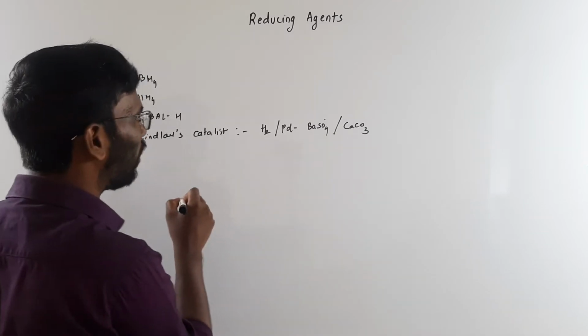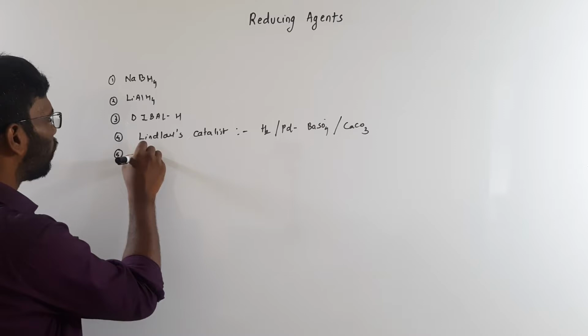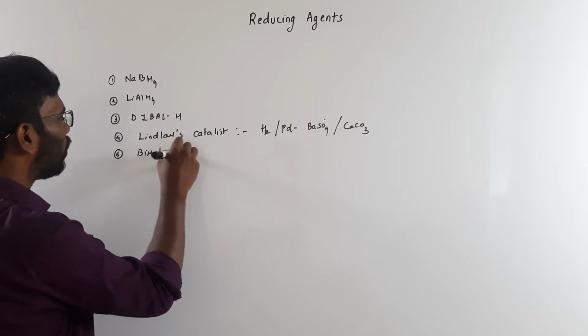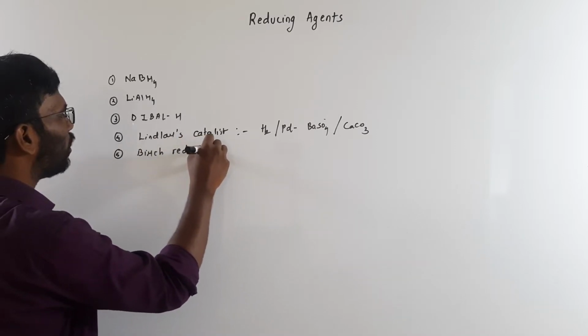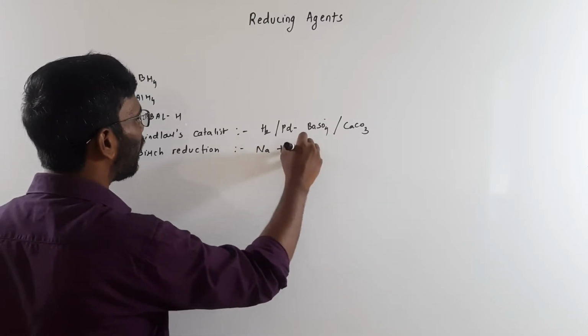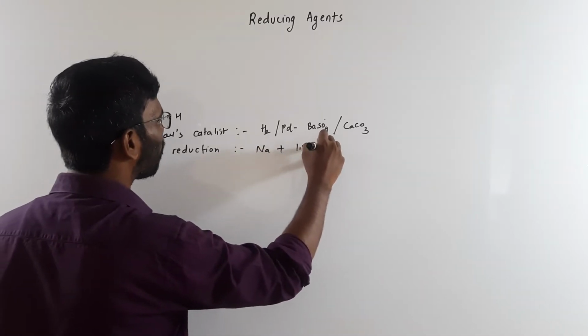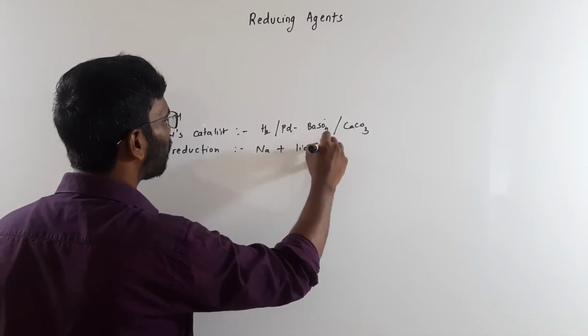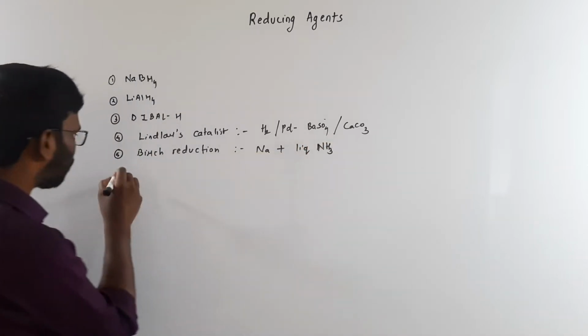Fifth one over here is the Birch reduction. In Birch reduction, what is the reducing agent? That is what we are going to learn. It is sodium plus liquid ammonia.